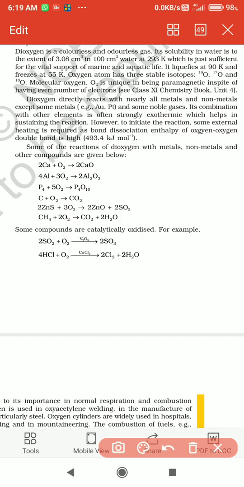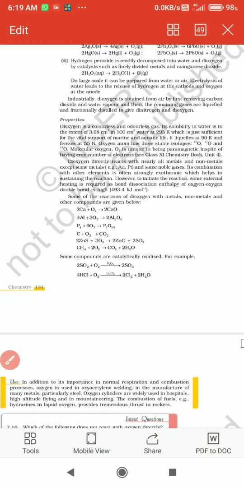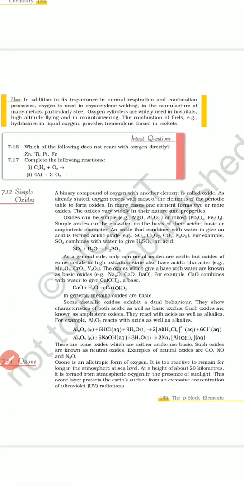And next, let us see the important uses. What are the important uses of dioxygen? In addition to its importance in normal respiration and combustion processes, oxygen is used in oxyacetylene welding, for welding metals, in oxyacetylene flames.